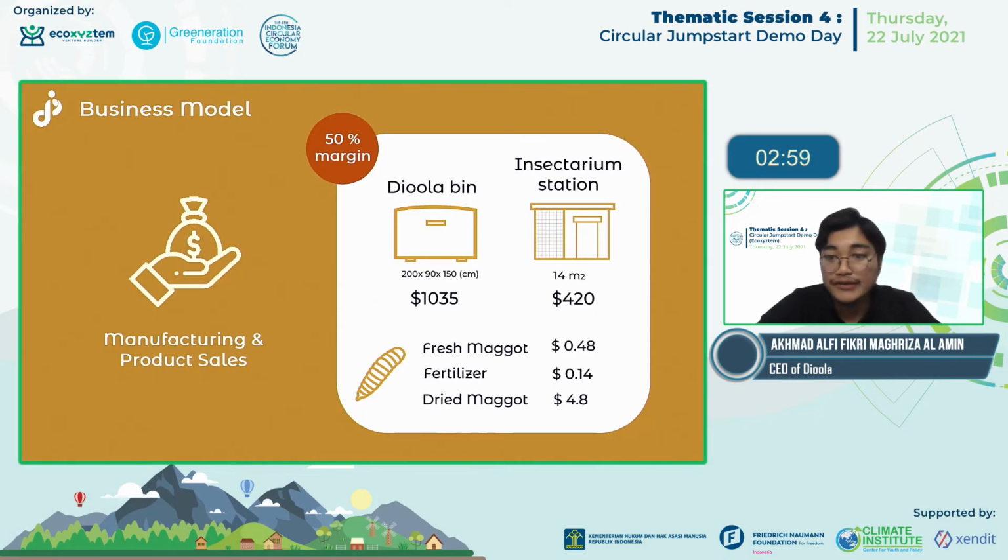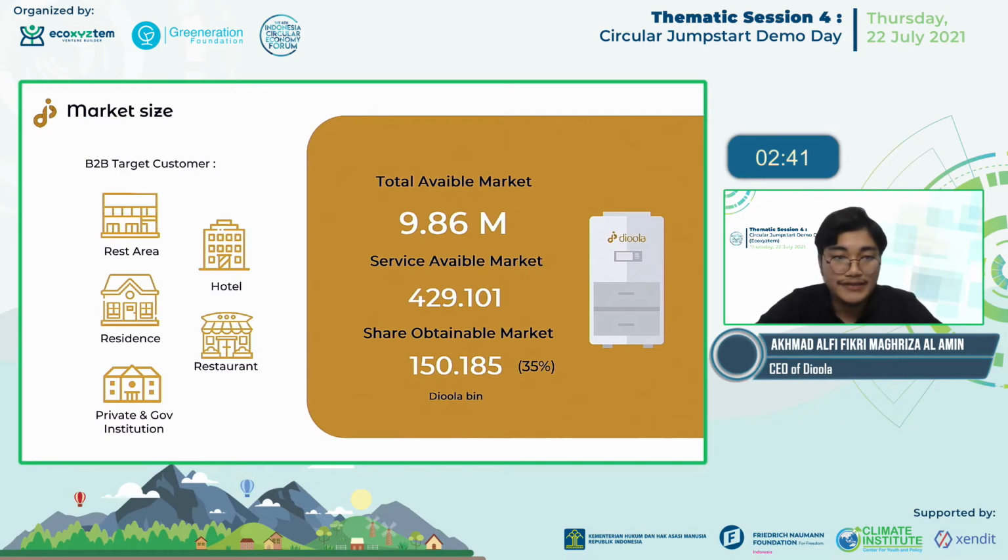Here's where we get the revenue. We're targeting a 50% margin from every Tilapin device sold. And the other revenue comes from our end products, that is fresh maggots, fertilizer, and dried maggots. Here are our markets. We're targeting the P2P mass customer market, that is rest areas, middle-up residents, private and government institutions, hotels, and restaurants. By doing so, we will secure 35% of this market for Tilapin.